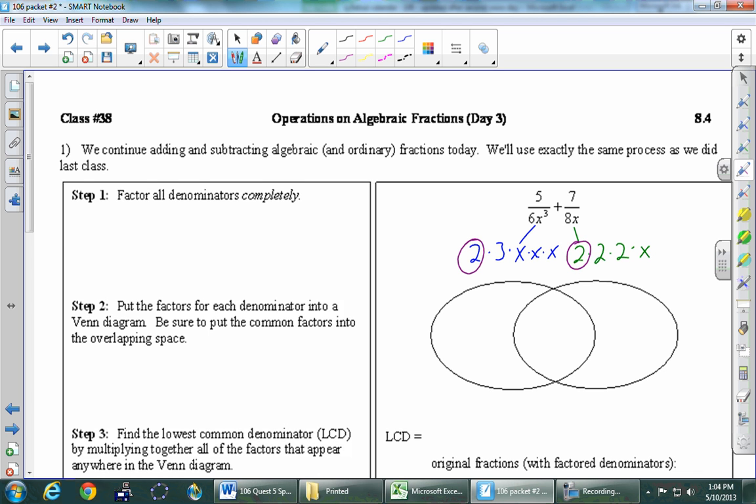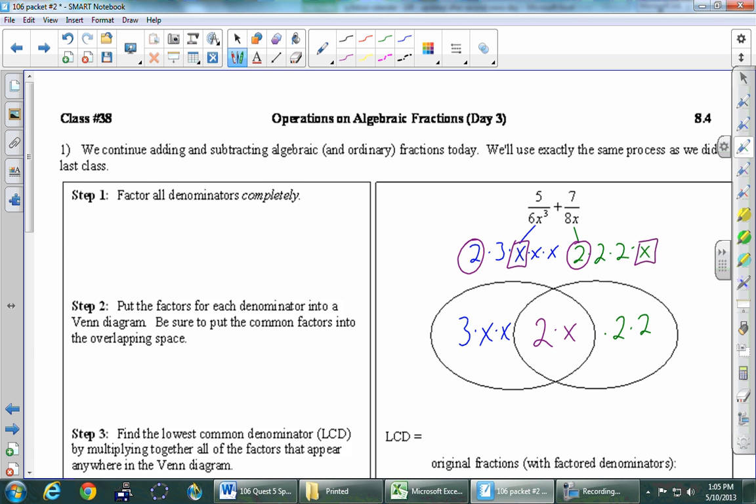I'll circle that in purple. And there's an x. I'll put a box around that. Is there anything else that's the same in both? I think that's it. So right there in the middle, what are we putting? 2x. And then in the left-hand part of the left oval, you're putting everything else that was blue that isn't there yet. So I'll put in blue. What else do we have? 3 and x and x. And in green, what's missing? 2 times 2. So there we go.